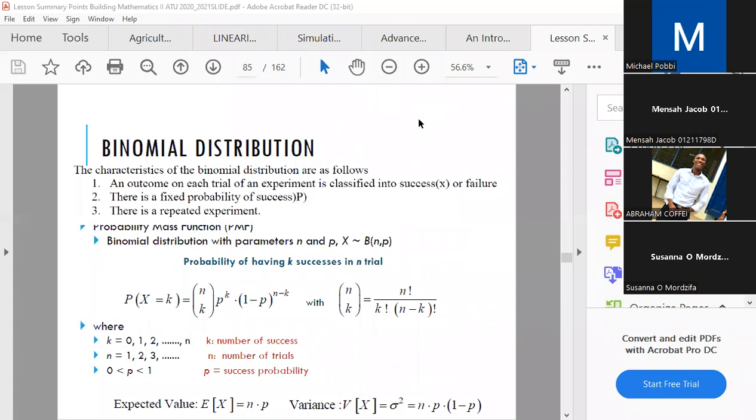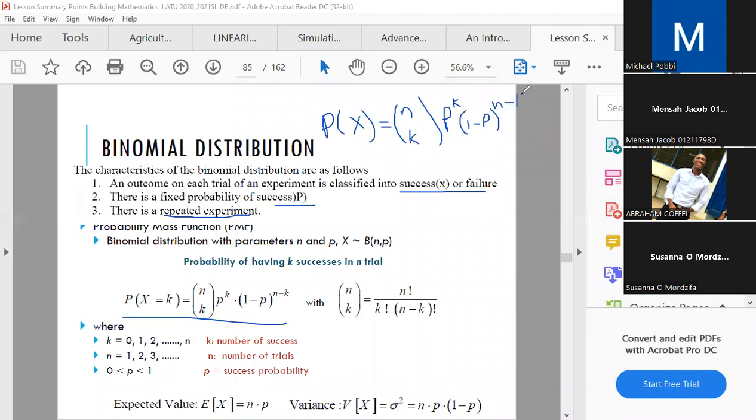Okay, so the key features of such an experiment is we have the outcomes of every trial is either a success or a failure, and then there is a fixed probability of success, which is P, and the experiment is repeated. Okay, and for such an experiment, the probability distribution, the P of X, is going to be given as n combination k, as you see on the board, times the probability of success raised to the power k, times the probability of failure, which is 1 minus p, raised to the power n minus k. So that gives us the probability of observing k successes in a given trial.